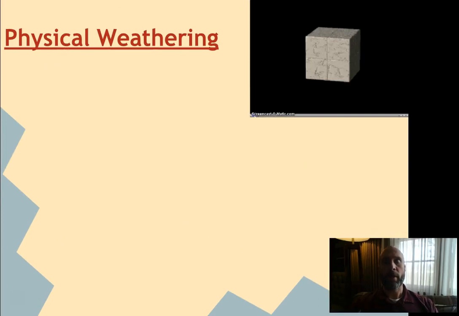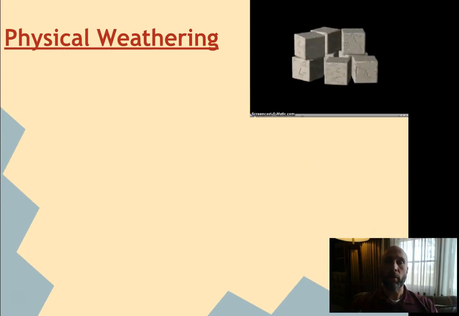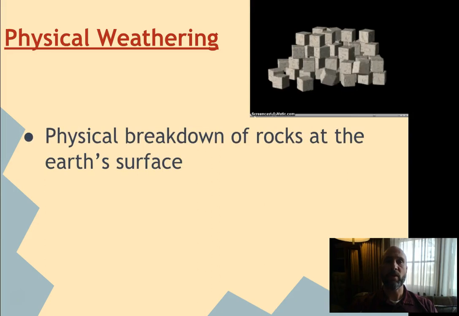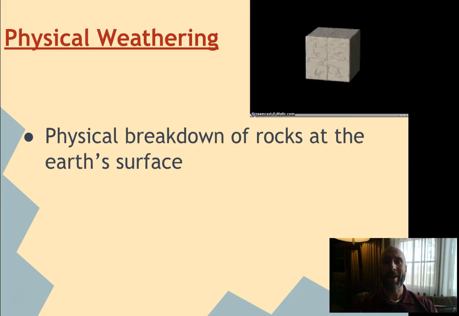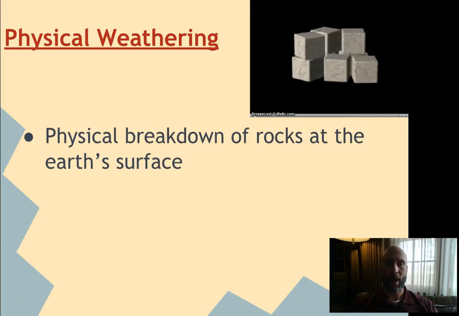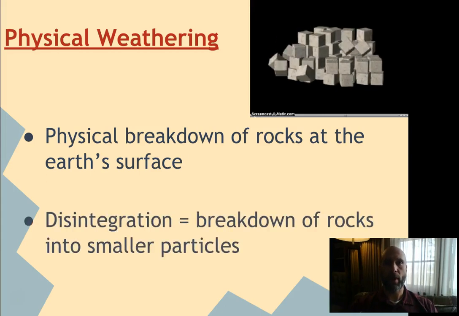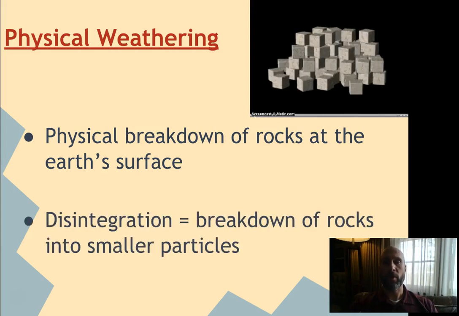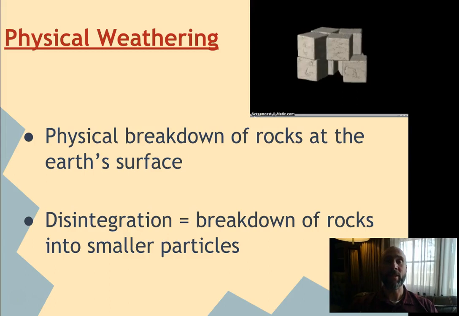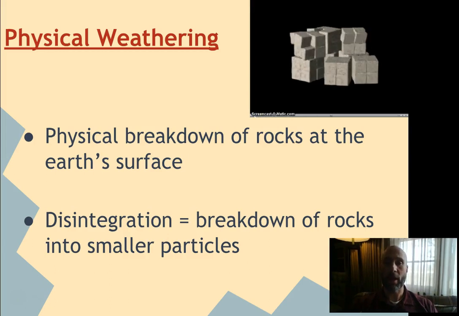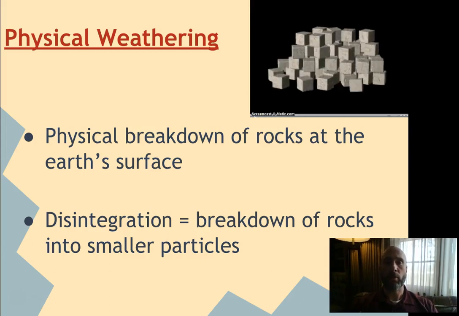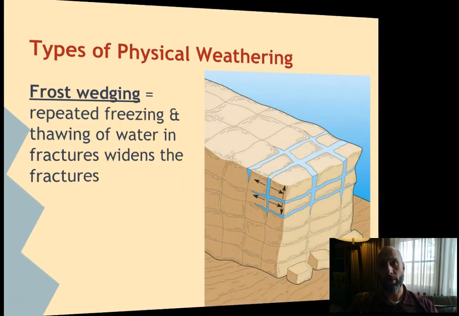Okay, now let's focus on weathering first. There are a couple different kinds of weathering. The first one is physical weathering, which is the actual breakdown of the rocks, the physical breakdown of the rocks on Earth's surface. Okay, so you can think of it as the rocks disintegrating. Now this is typically a slow process over time, but we're breaking from larger particles down into smaller particles.